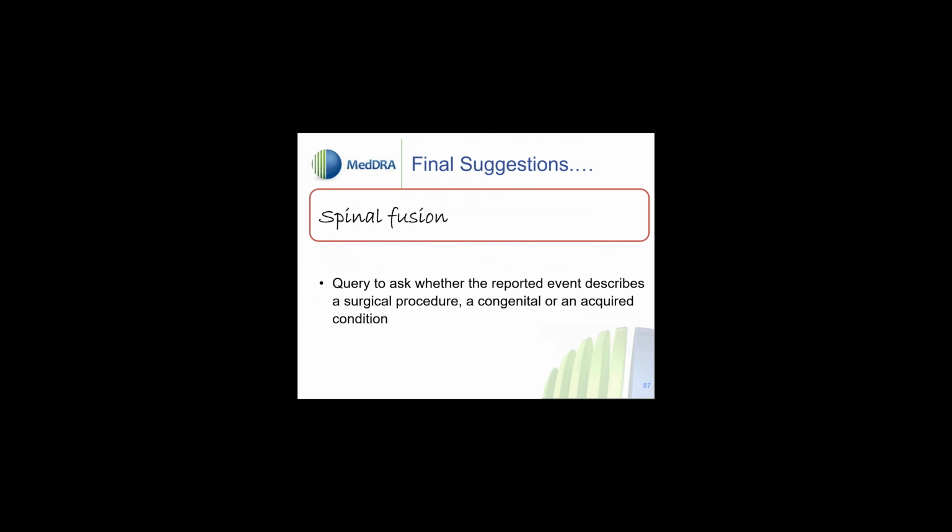The final suggestion for this verbatim is to query the term and ask whether the reported event describes a surgical procedure, a congenital, or an acquired condition, because it cannot be coded with what we have here. You saw that these more general, vague terms are grouped under a surgery term. So if you are using an autoencoder to support coding in your organization, it may be helpful to avoid autoencoding of similar ambiguous or very vague MedDRA terms, like, for instance, LLT and PT infarction or LLT and PT necrosis, by compiling a list of always-query terms, or as we called it in my previous company, a blocked term list, to exclude these terms from autoencoding in your coding process.